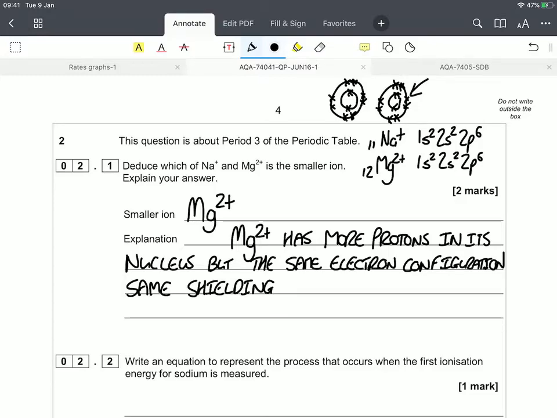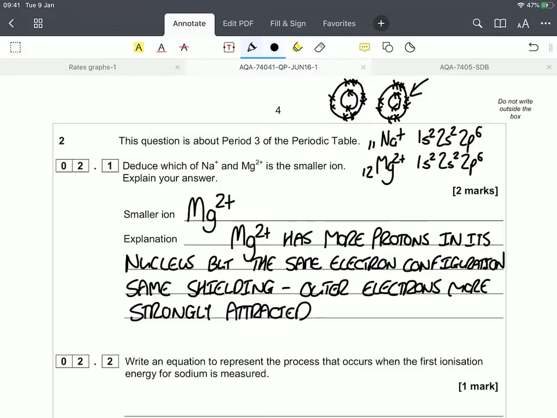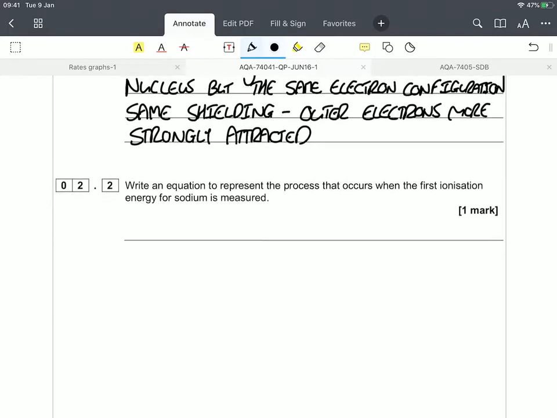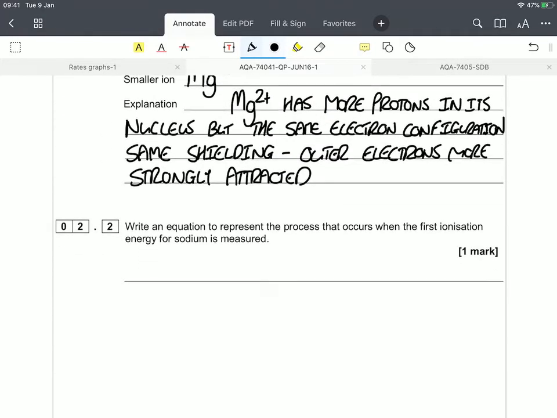So again, one more thing I might even say, and I'm pretty sure that you don't need to say all this, but you don't know which things they're asking for until you look at the mark scheme, which is a year after the exam or whatever, so that's pretty useless. So I would also probably say outer electrons more strongly attracted or something like that, because that's basically what we're getting at. Because there's more protons in the nucleus, but there's nothing else shielding them from the effect of the nucleus, they're more strongly attracted, which contracts the ion, reduces the size of it. So then, it's quite a lot of work for 2 marks, that. But like I said, what we're doing is trying to cover ourselves.